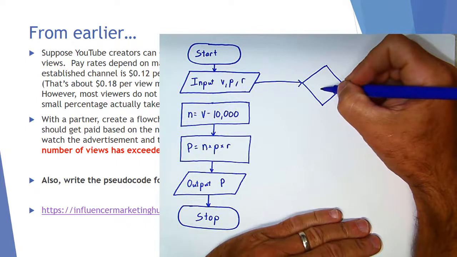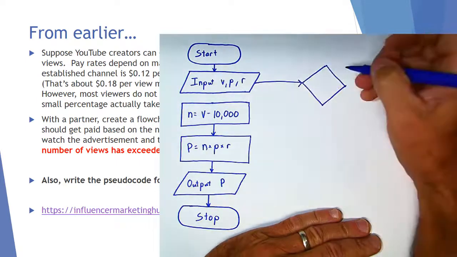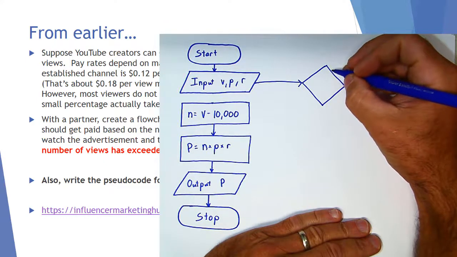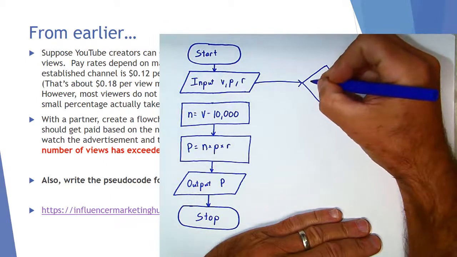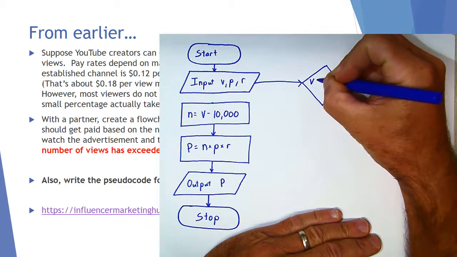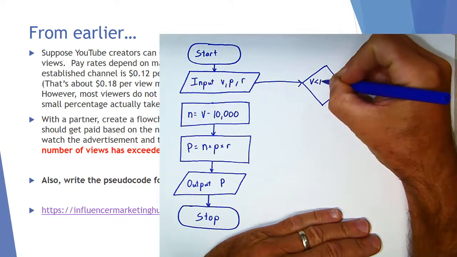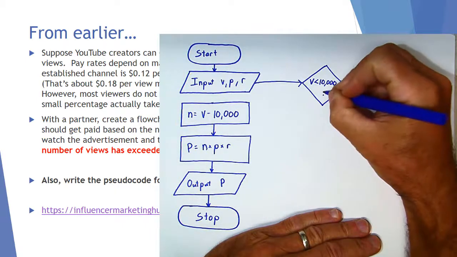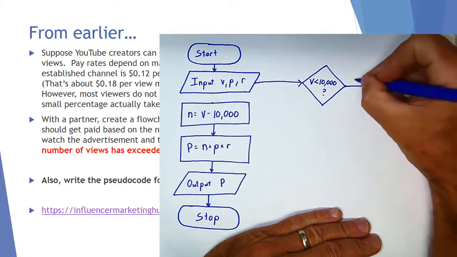And what does this depend on? Well, it depends on the number of views. We don't know that we're over 10,000, and remember, if you're not over 10,000, you get nothing. So the question we would ask is the number of views less than 10,000? That is to say, are you just getting started on YouTube? Now, what if that's true?